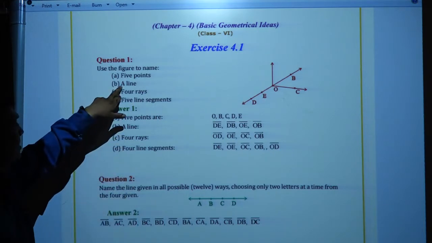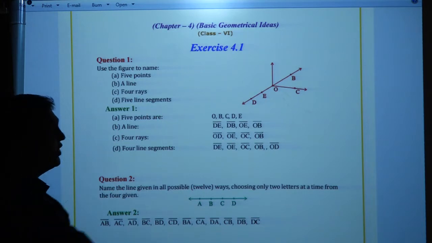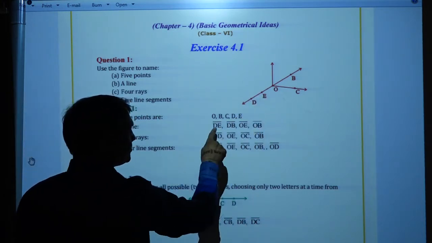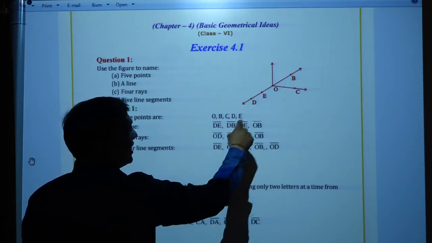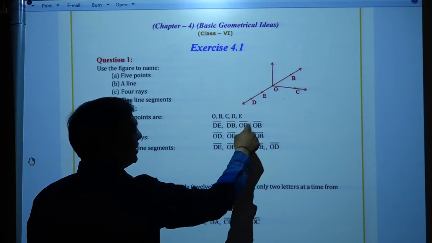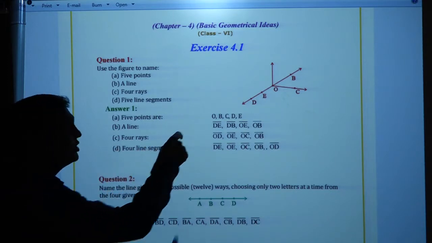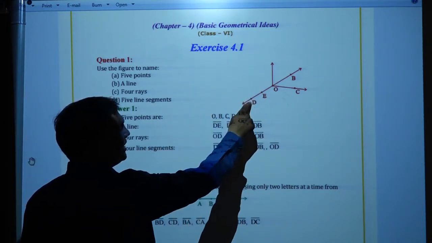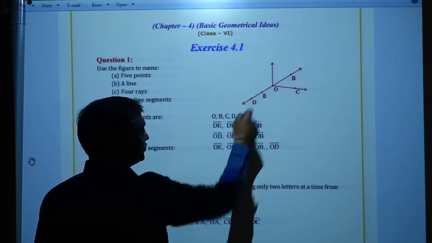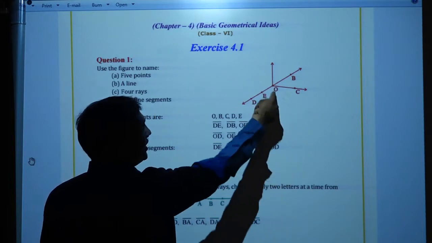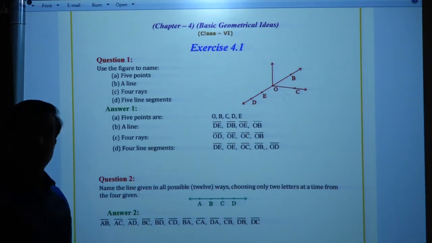Now the second question, a line. You have to show the line. There are so many lines here. First is DE line. Next one is DB line. Next one is OE line. Next one is OB line. You can take OC line also. So line means from the first point to the second point you have to take, like here DE, DB. You can take DO also, OE. You can take OD also, OC, or you can take OB also. So these are lines.